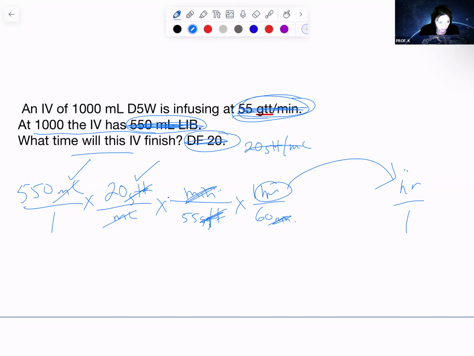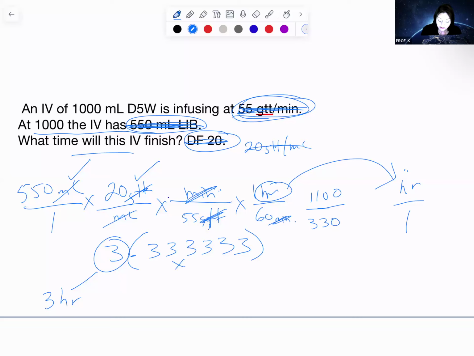So 550 times 20 times 1 is 11,000, and 55 times 60 is 3,300. When I divide that, I will get 3.33333. Remember, I like to go out at least 5 or 6. Everything before the decimal is hours, so that's 3 hours. 0.33333 times 60, because 0.333 minutes does not exist. We have to multiply it by 60. So 0.333 times 60 will give me 19.99, which I will round to 20. So it's 3 hours and 20 minutes it will take that 550 milliliters to infuse.